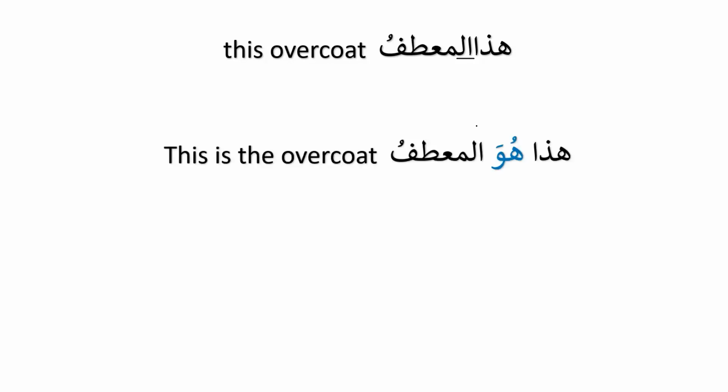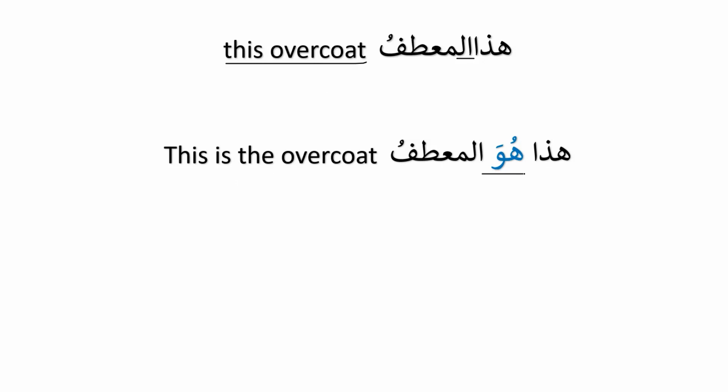When you say this overcoat, it doesn't make any sense, right? It's not a complete sentence. So how do we change it into a complete sentence? To change it into a complete sentence, we will use the pronoun huwa. So we will say, هذا هو المعطف. This is the overcoat. This is what we call a demonstrative phrase. So from a phrase, now it has changed into a complete sentence, and it becomes this is the overcoat.